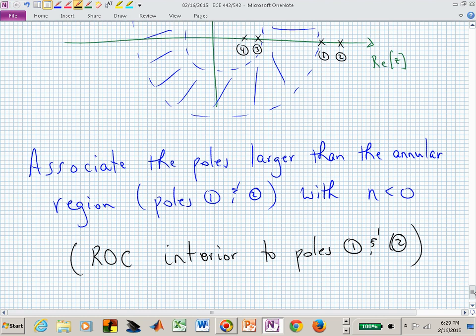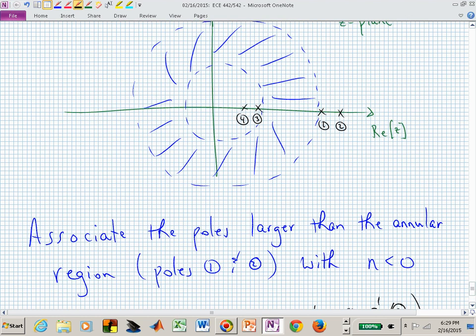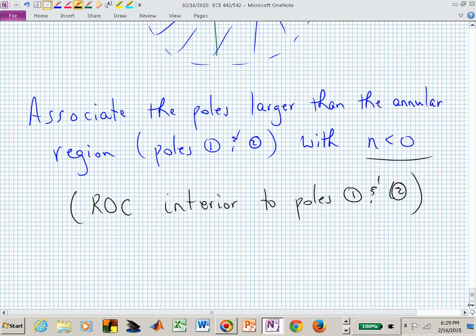And depending on where 1 and 2 are located, maybe they're at 10 and 20, then you have 10 to the n and 20 to the n. And that n is now negative. That's what this picture tells you. We haven't yet labeled where 1, 2, 3, and 4 are on that diagram, but just knowing the relative location of 1 and 2 relative to the region of convergence tells us n less than 0.